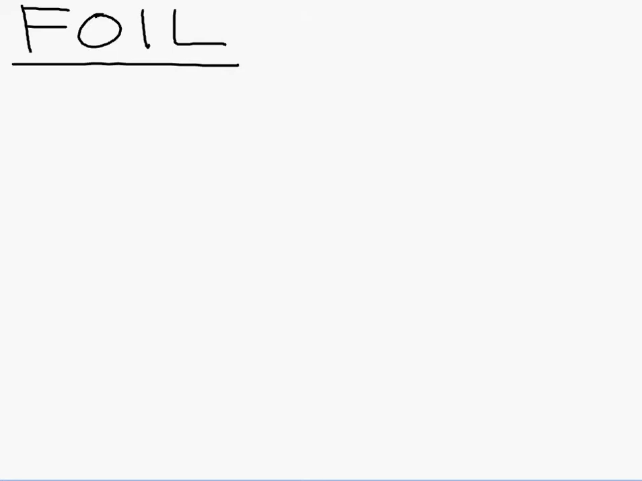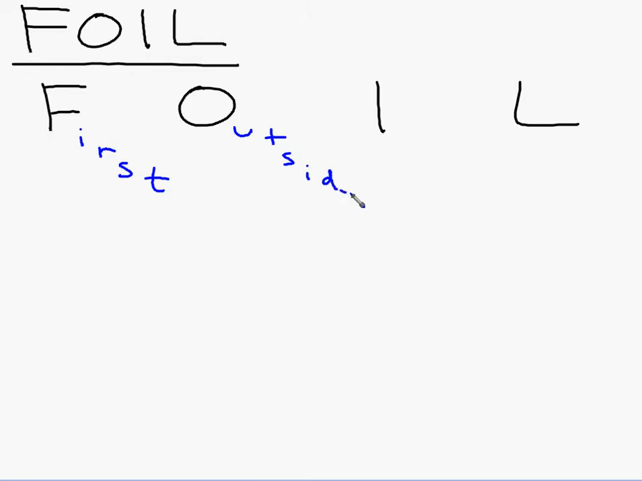We are working with our next algebra topic, which is FOIL. FOIL is just an acronym for a process we use for multiplying binomials. F stands for first, O stands for outside, I stands for inside, and L stands for last.